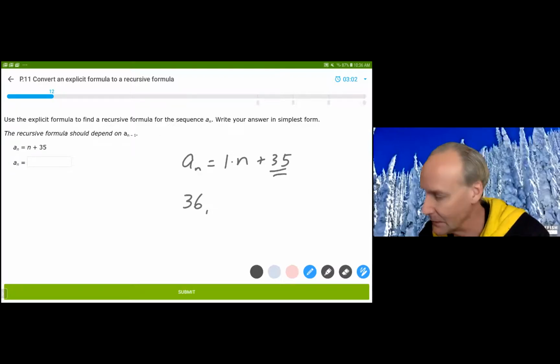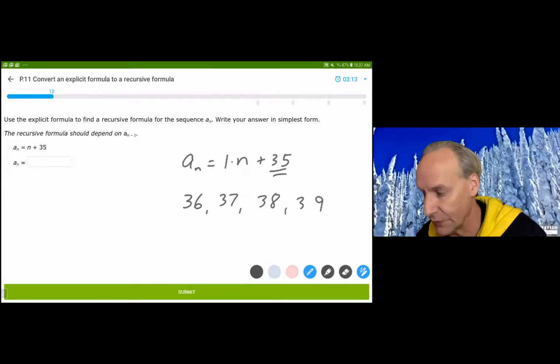See what I mean? The next term is going to be one more than that, which is 37 and 38 and 39. And hopefully this makes sense. If you put a 1 in for n, it's going to be 1 plus 35. This is 2 plus 35. This is 3 plus 35, and so on. I was pointing at these.